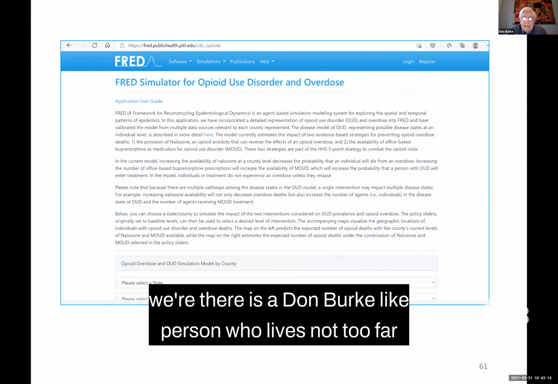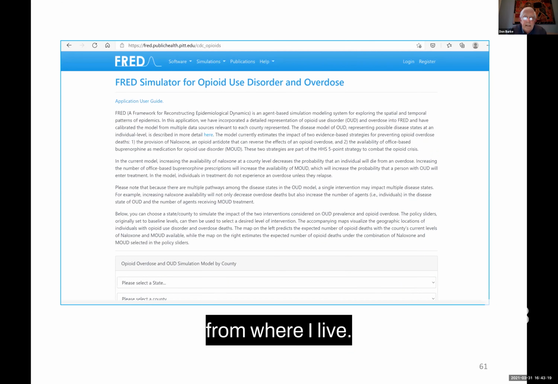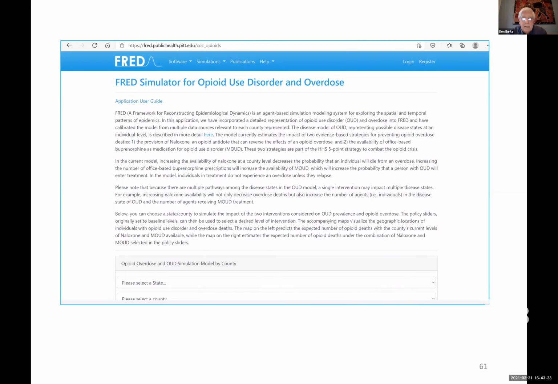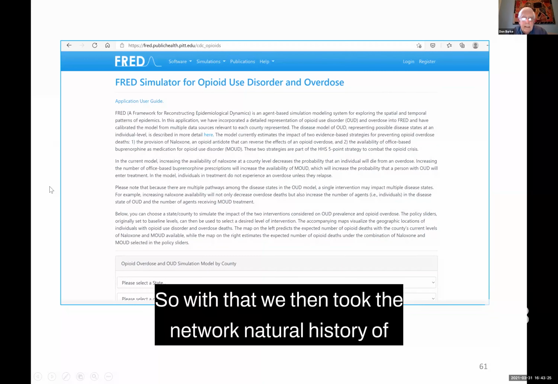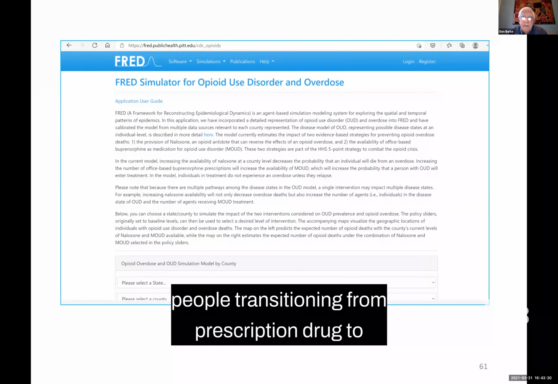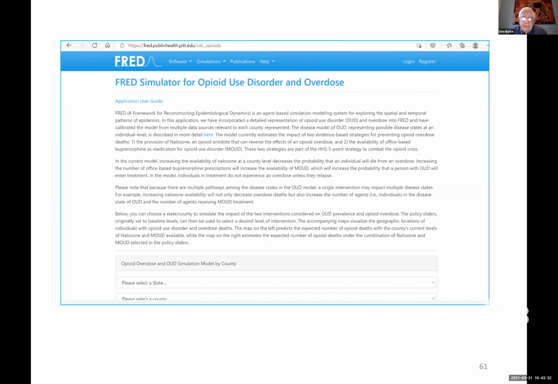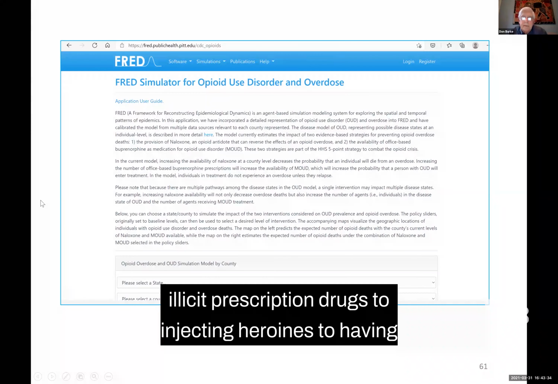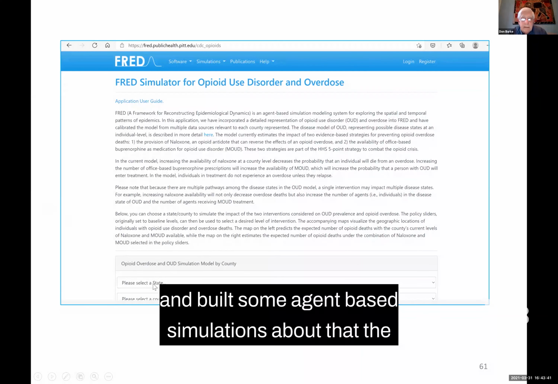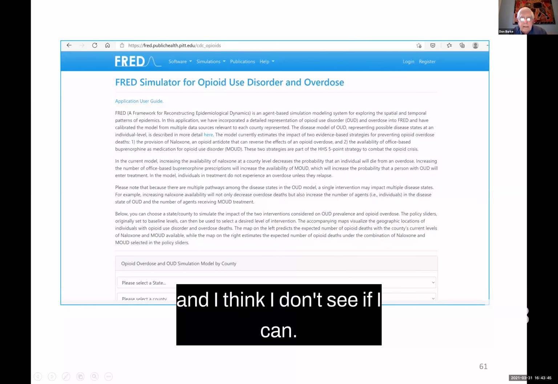But there is a Don Burke-like person who lives not too far from where I live, who has about the same age that I do in our simulation. So with that, we then took the natural history of people transitioning from prescription drug use to use of illicit prescription drugs, to injecting heroin, to having an overdose, and built some agent-based simulations about that.